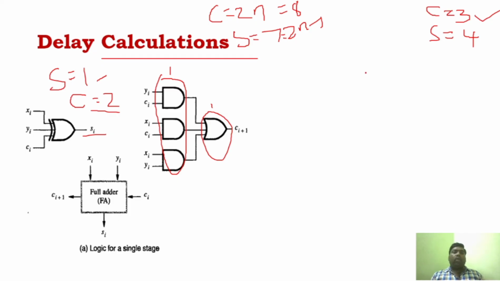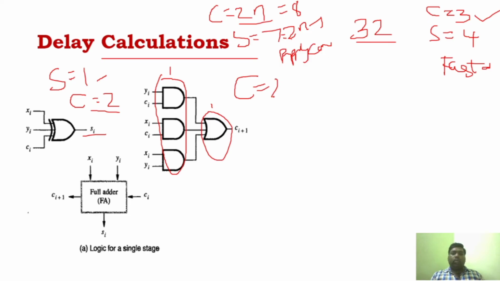Now consider, if you are going to implement a 32-bit adder, that is, if you are going to implement a 32-bit ripple carry adder, and here I am going to implement a carry look ahead adder, which is nothing but a fast adder. The calculation is very simple. If you are going to implement a 32-bit ripple carry adder, what is the carry? It is 2 into n, so it needs 64 delays, correct? And sum is equal to 2n minus 1, which will be 63 delays, right?